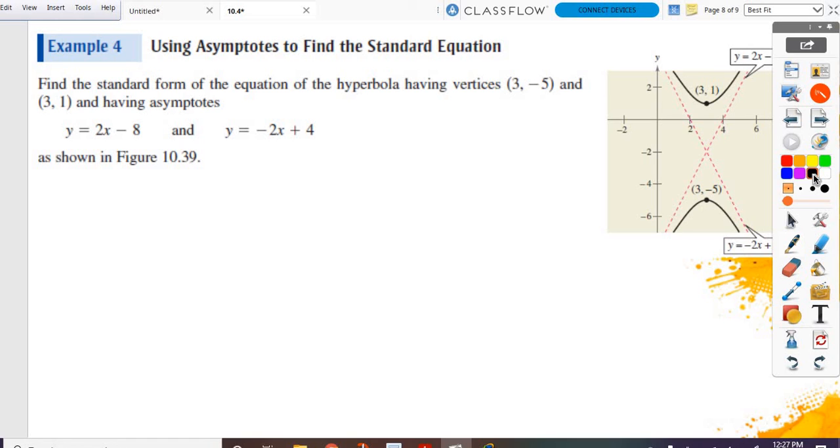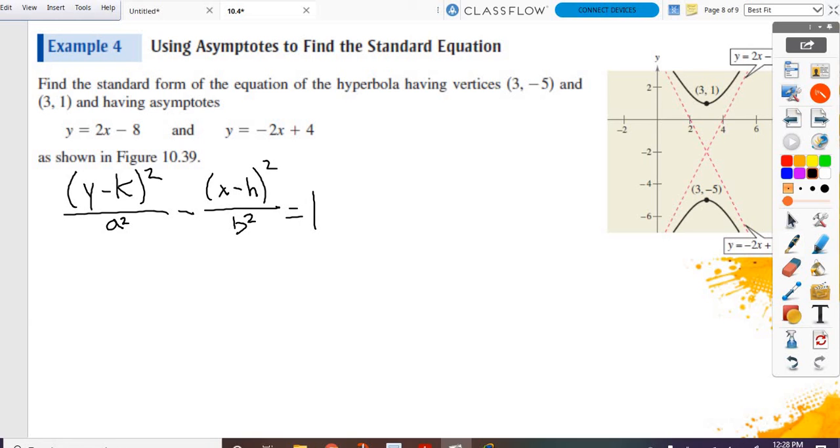So the first thing that we need to notice is that this is an up and down hyperbola. So remember that if it's an up and down hyperbola, then our y is what's going to have to come first. So y minus k, quantity squared, divided by a squared, minus x minus h, quantity squared, divided by b squared, equals 1. And then the big thing that we need to find first is going to be our center.